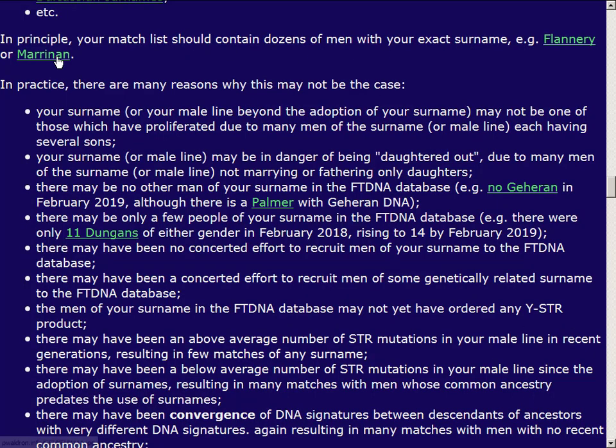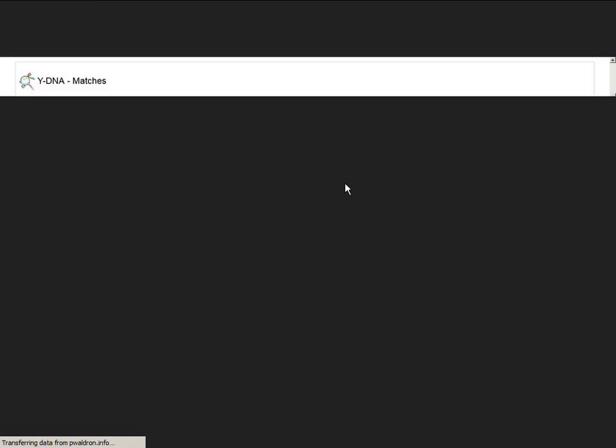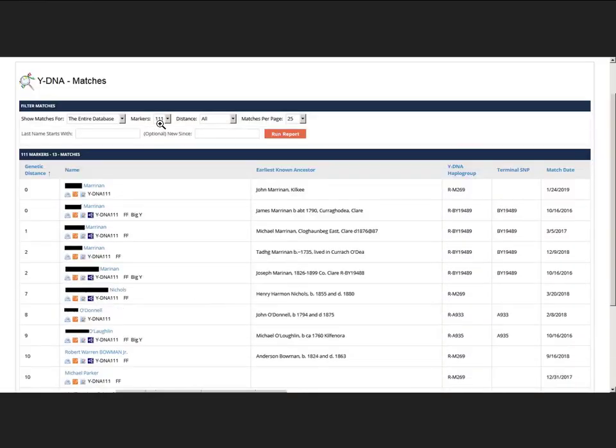And the other nice one is the Marrinan project. Here's a Marrinan man's results. The Flannery man had only done 37 markers. Lots of the Marrinans have done 111 markers. They've all filled in their most distant ancestor, or the administrator, my cousin Cindy, who's up there in the audience, might have filled it in for them.